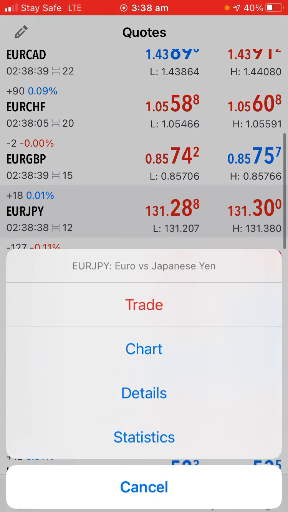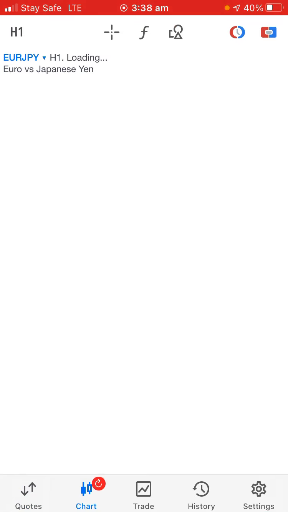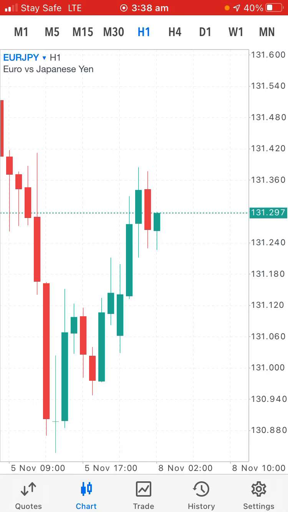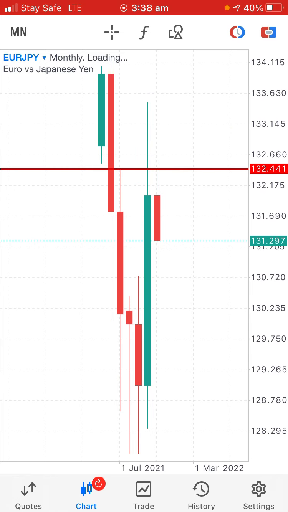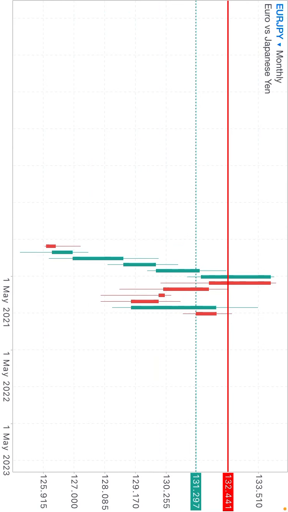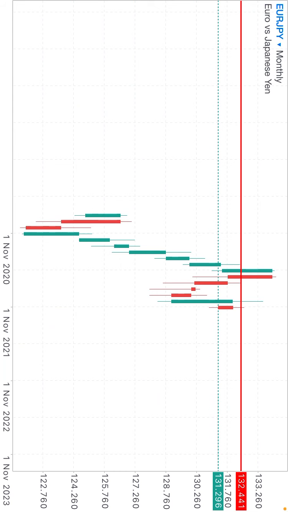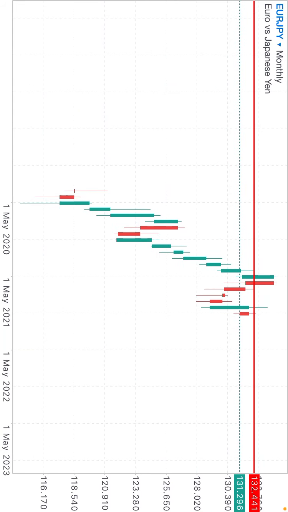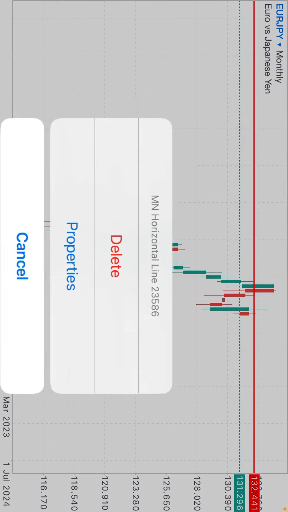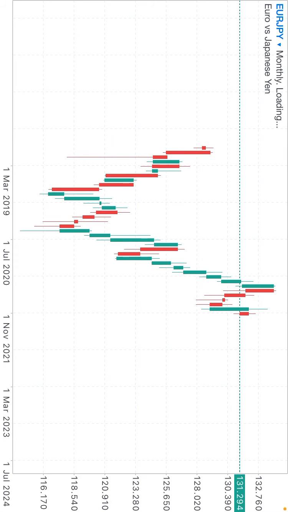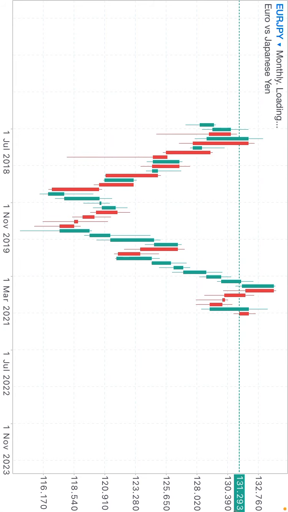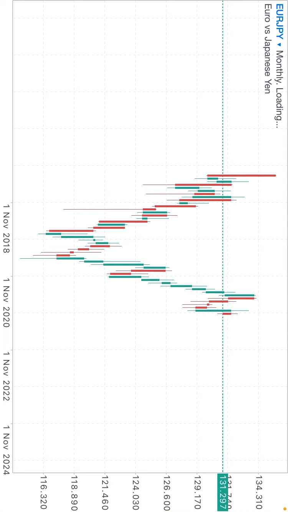EURJPY. Okay, this is the last market we will be analyzing for today. Remember I always tell you, before you analyze the markets, always make sure you go straight to the monthly time frame first. So now let's see what EURJPY is saying also. Remember, EURUSD is bearish, CADJPY is bearish, and now let's see what EURJPY is saying.